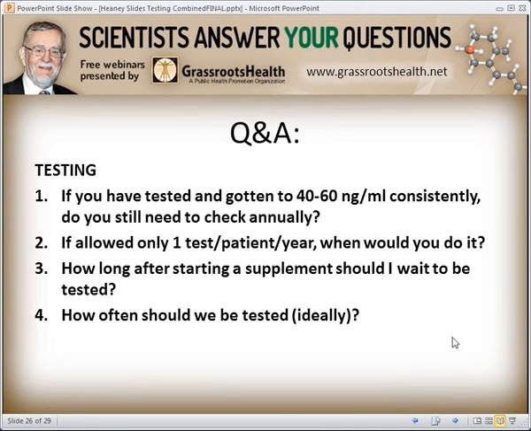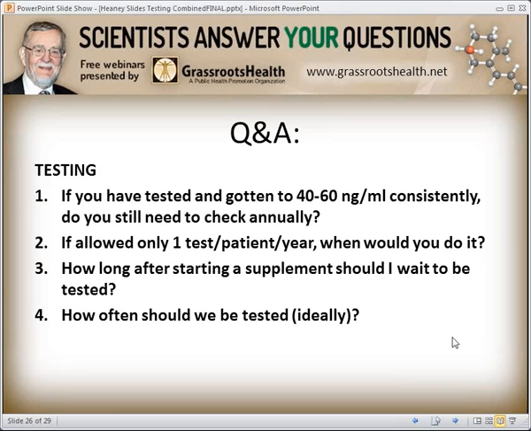Testing. If you have tested and gotten to the 40 to 60 nanogram per milliliter consistently, do you still need to check annually? Well, there are two reasons for checking annually. One is just to provide you with some reassurance. The cost of the test is modest, and if you have to pay for it yourself, it won't break the bank.